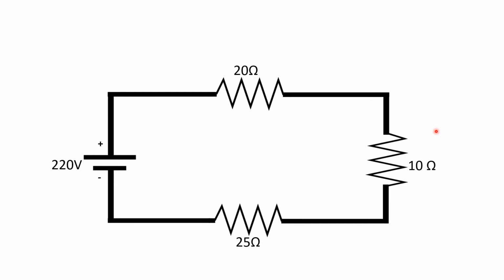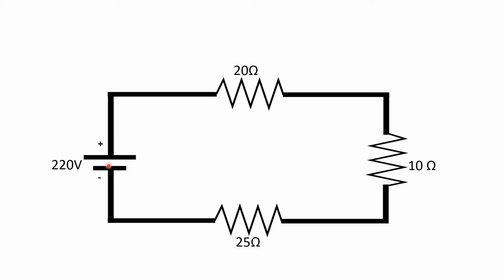In this video, we're going to talk about Ohm's law in a series circuit. We're going to start with the 220 volt battery. The large side is the positive terminal of the battery, and the small side is the negative terminal. We have a 25 ohm resistor, a 10 ohm resistor, and a 20 ohm resistor.